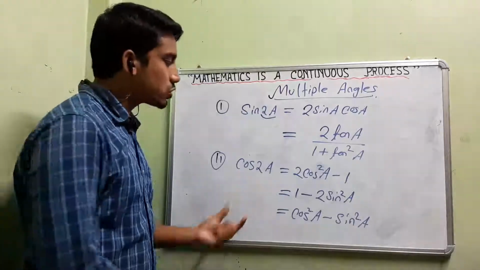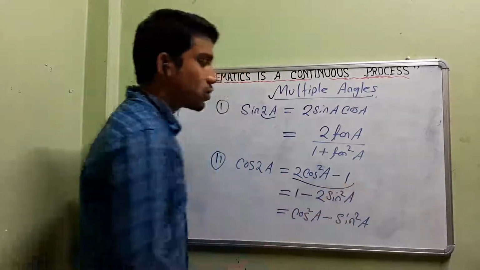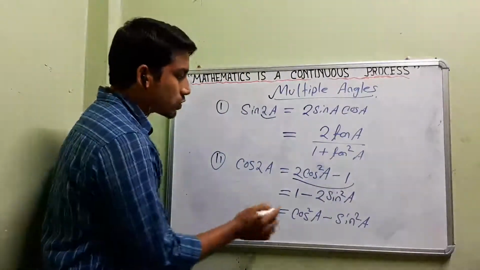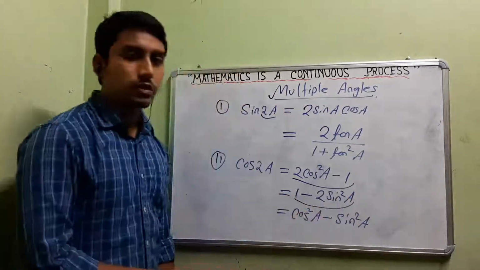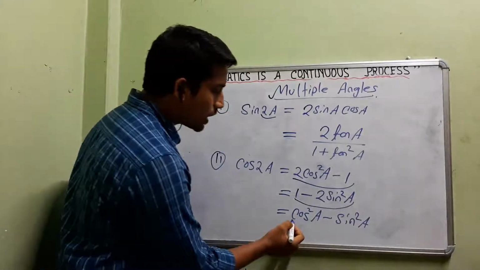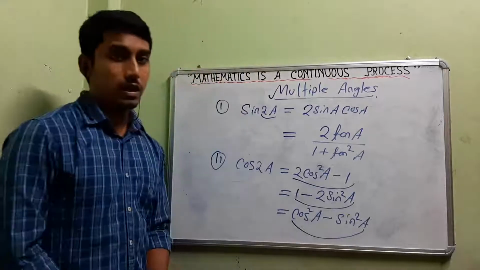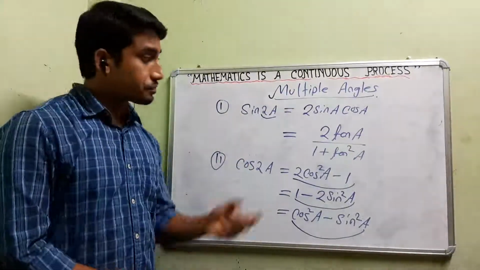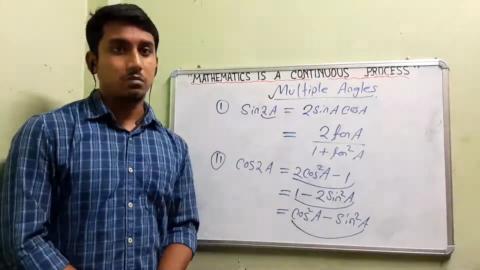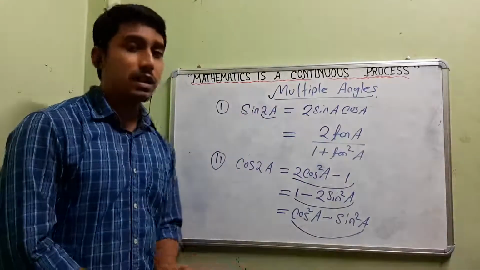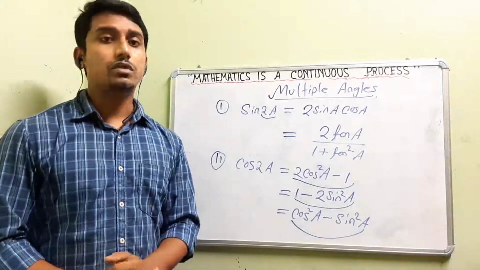Sometimes in place of cos 2A we will use this one, 2 cos square A minus 1. Sometimes 1 minus 2 sin square A. Sometimes cos square A minus sin square A. So these are mainly the multiple angles. These formulas are the basic concept of the calculus.